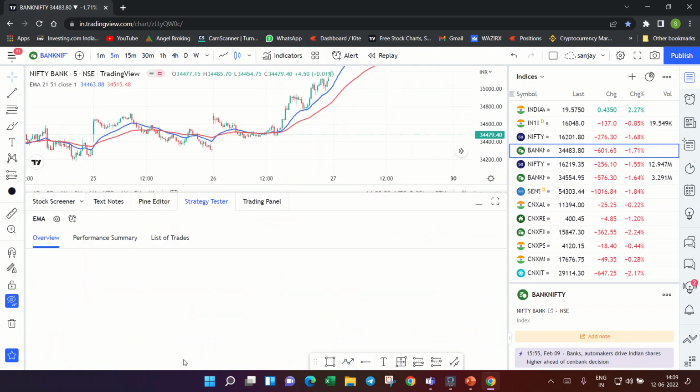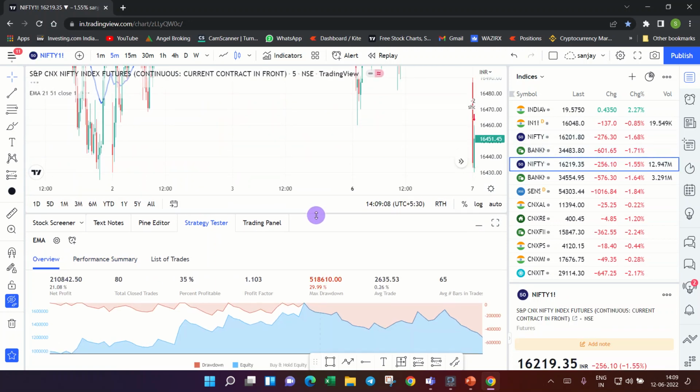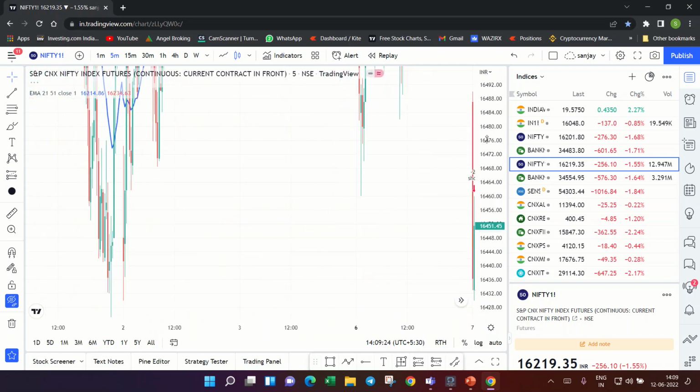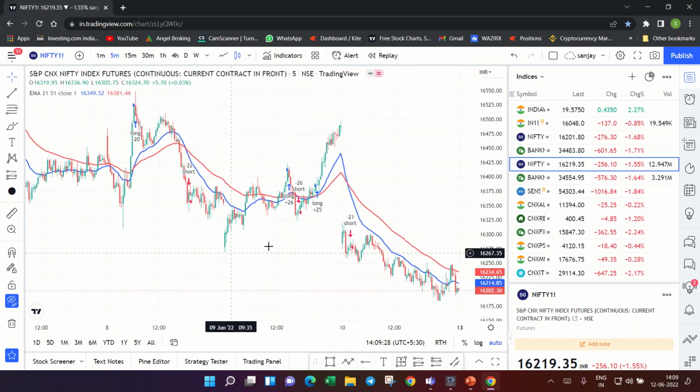Or you can just put the moving average code in the Pine editor, and you can easily see that the strategy is only 21% profitable, and the max drawdown can be 29% in it. So you can use this type of system to backtest your strategies.